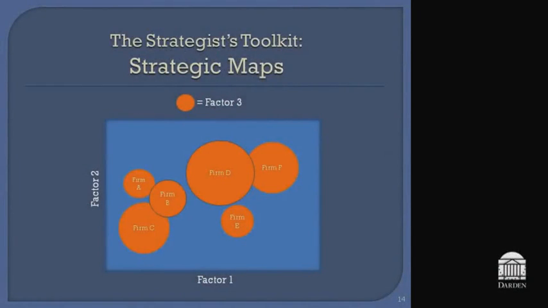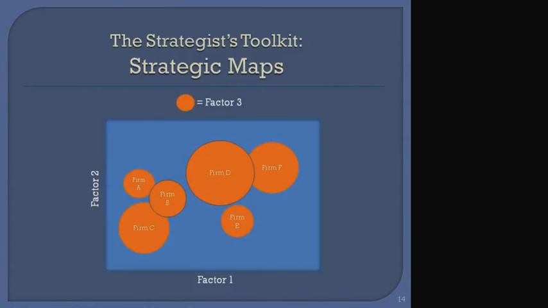So how can we begin to understand competitive positioning and begin to get our hands around how different firms are positioning themselves within the market? So let me introduce a tool here from our toolkit called Strategic Maps. Strategic Maps are a very generic tool. You see widespread use of these in consulting and other practices, and they can take many different forms.